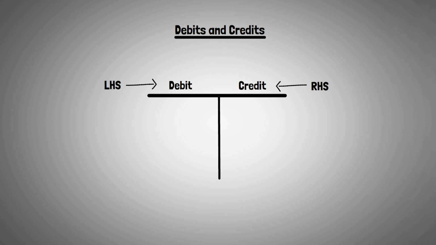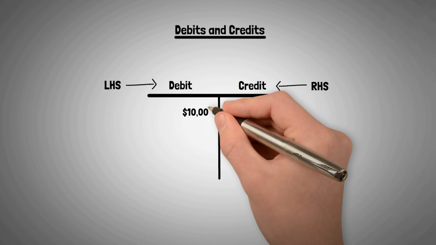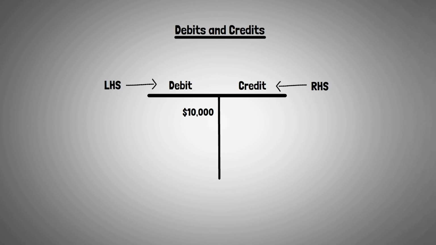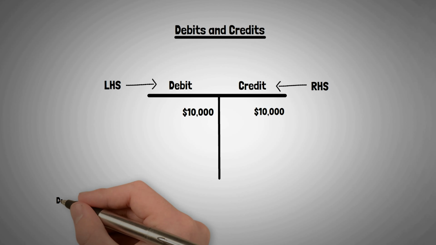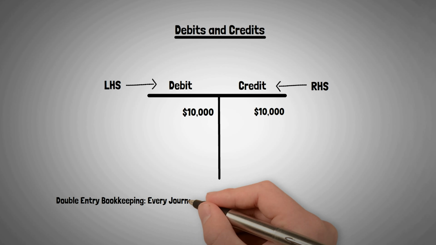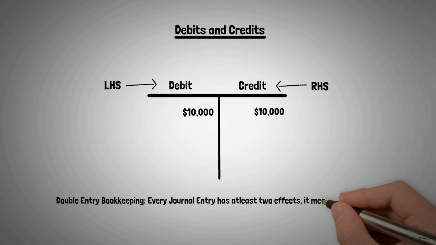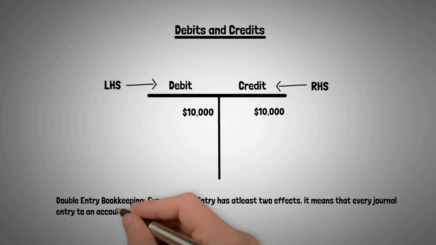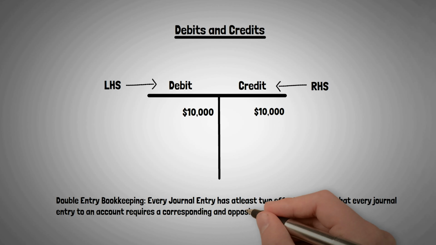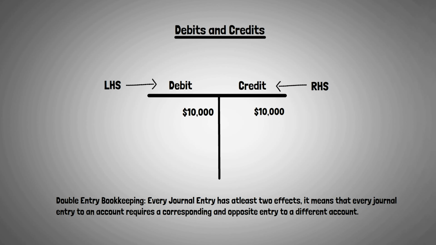Now here is the thing. The debits must always equal the credits. If the debit side totals $10,000, then the credit side must be $10,000 as well. This equality of debits and credits provides the basis for the double entry system of recording transactions, also referred to as the double entry bookkeeping system.